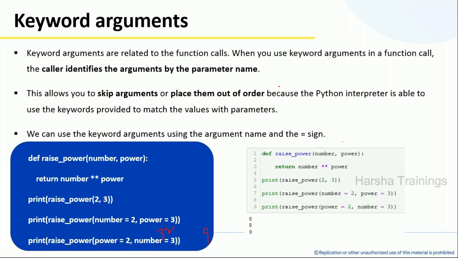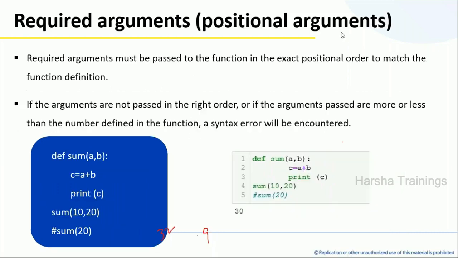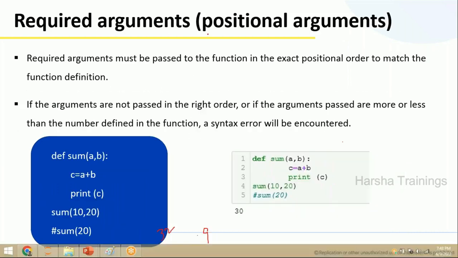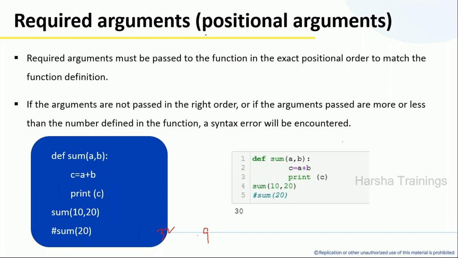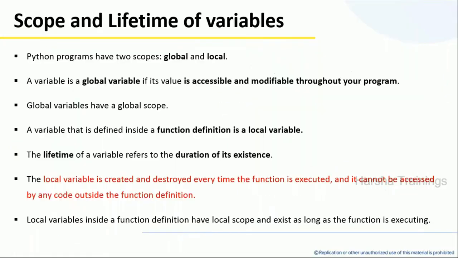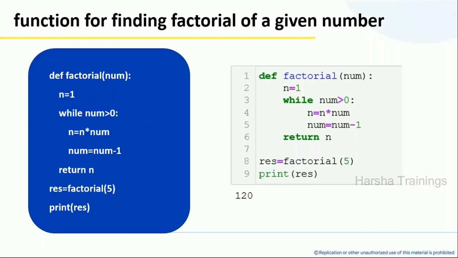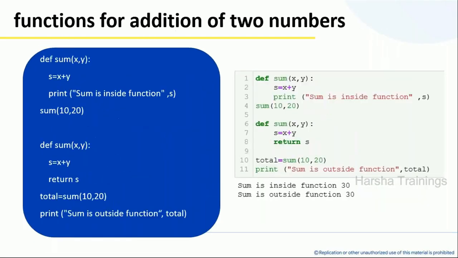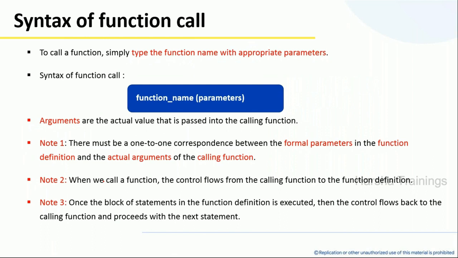Now, the next one, which all languages support, is positional arguments, also called required arguments. Before discussing this topic, first let me go to point number 2, which I discussed in the previous classes. Look at point number 2 here.